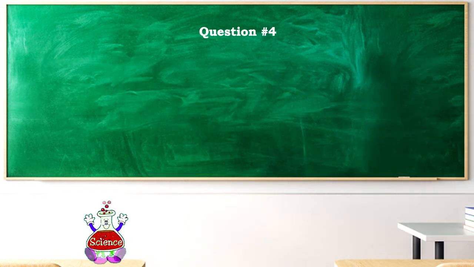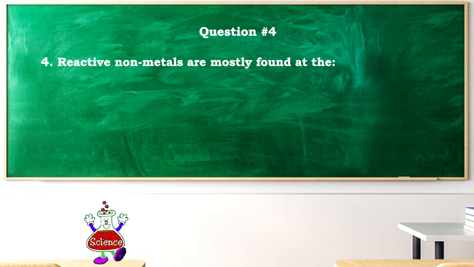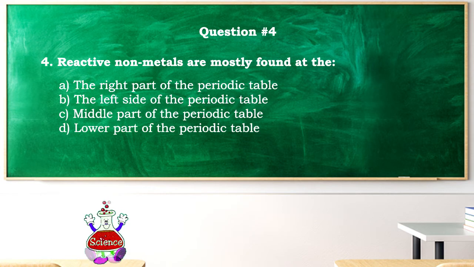Question number 4. Reactive nonmetals are mostly found at the A. The right part of the periodic table, B. The left side of the periodic table, C. Middle part of the periodic table, D. Lower part of the periodic table.